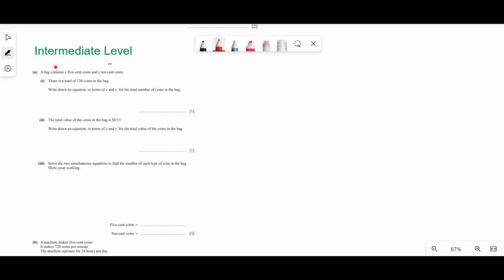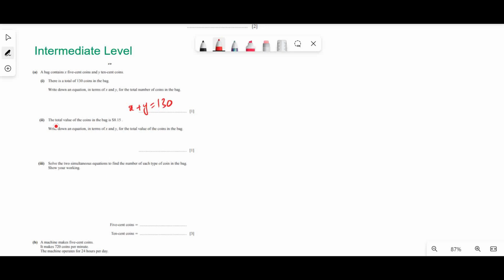This is the first question: a bag contains X 5-cent coins and Y 10-cent coins. There is a total of 130 coins in the bag. Write down an equation in terms of X and Y for the total number of coins in the bag. So now we know that X represents the 5-cent coins, and the total number is 130. So this will be X plus Y is equal to 130.